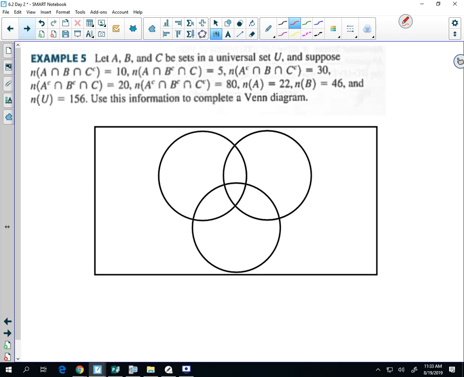So it says sets A, B, and C are in the universal set U. So we have our universal set U. We have A, B, and C. And they give us all this information with all these intersections and complements. And they tell us the number in A is 22, the number in B is 46, and the number in the universal set is 156. So I'd like you, maybe in pencil in case you mess up, try this and see where you can get, and then we'll start here in class. Okay?